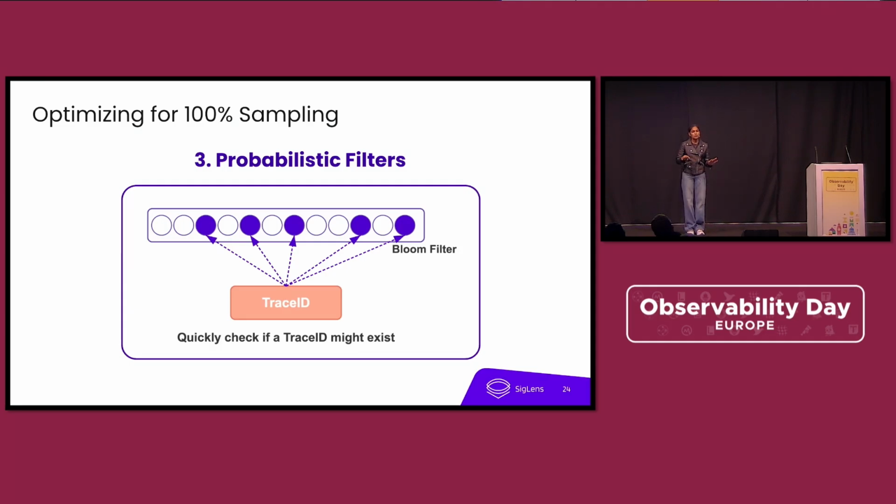Next, we can use probabilistic filters like Bloom filters to increase your query performance. It will give you a faster check of whether a trace ID exists or not. This also saves space and is treated like an index, which can be done with less space.